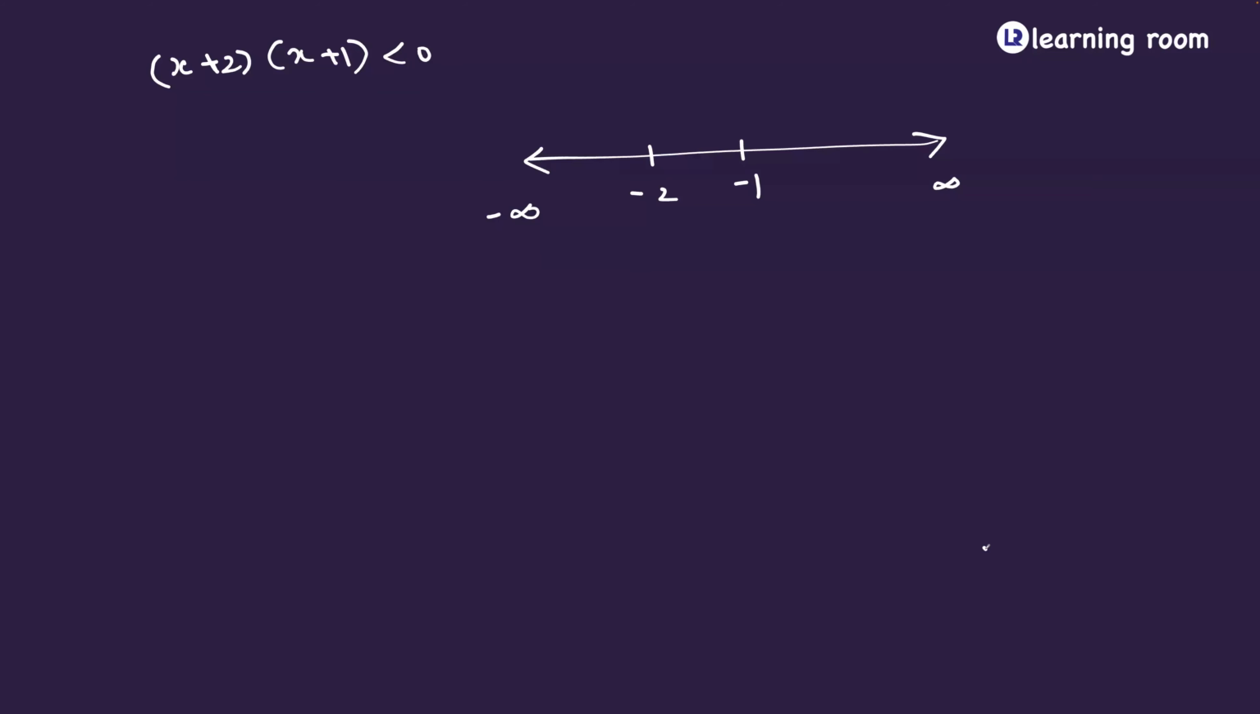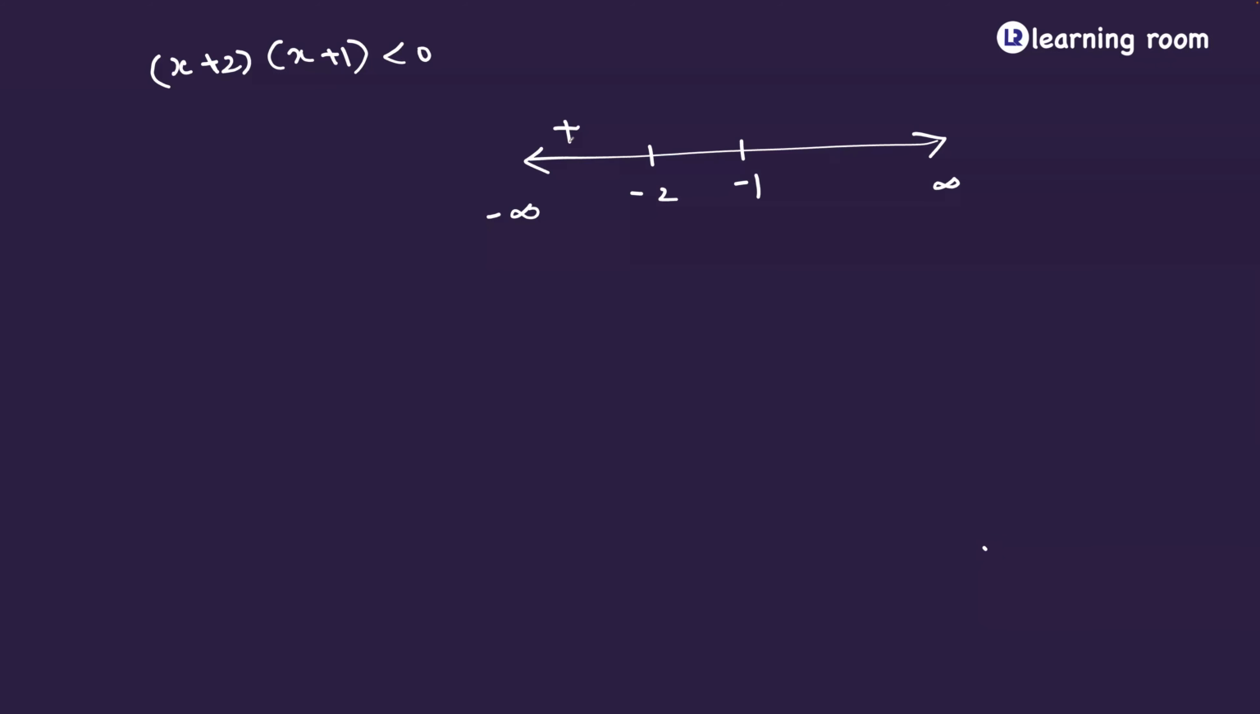Guys, we'll get back to the track. See, listen. You understood the critical points, no, -2 and -1. Now, when you substitute a value less than -2, what will happen? When you substitute a value less than -2, let's say -3, in this inequality, what will happen to it? See, this is negative, you will get a positive value.